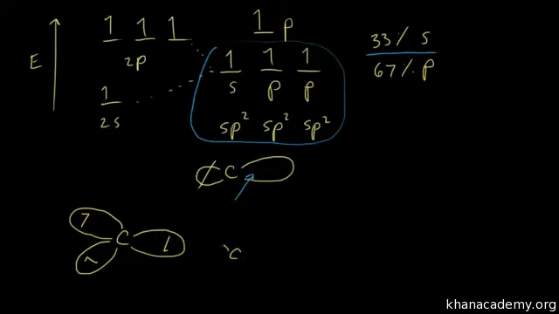Each carbon is sp2 hybridized. So this other carbon also has 3 sp2 hybrid orbitals, and each of those orbitals also has 1 valence electron. So I'll go ahead and put in my valence electrons.